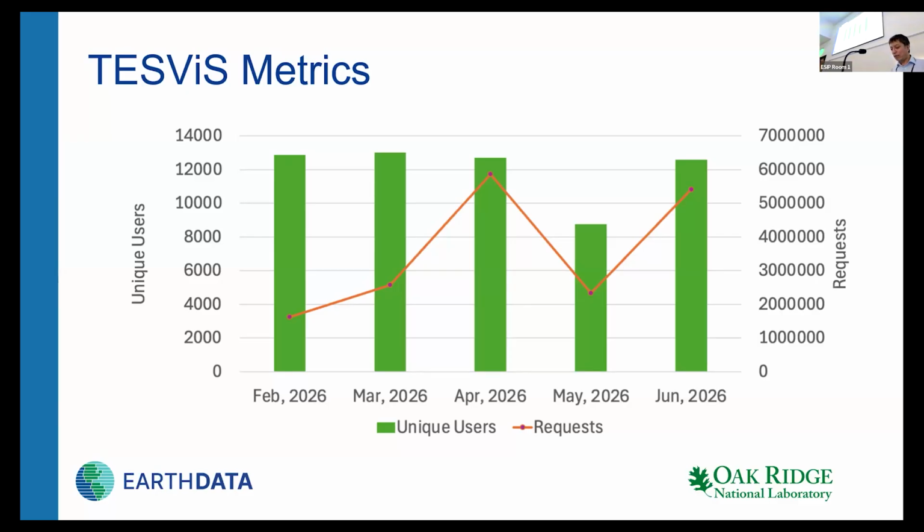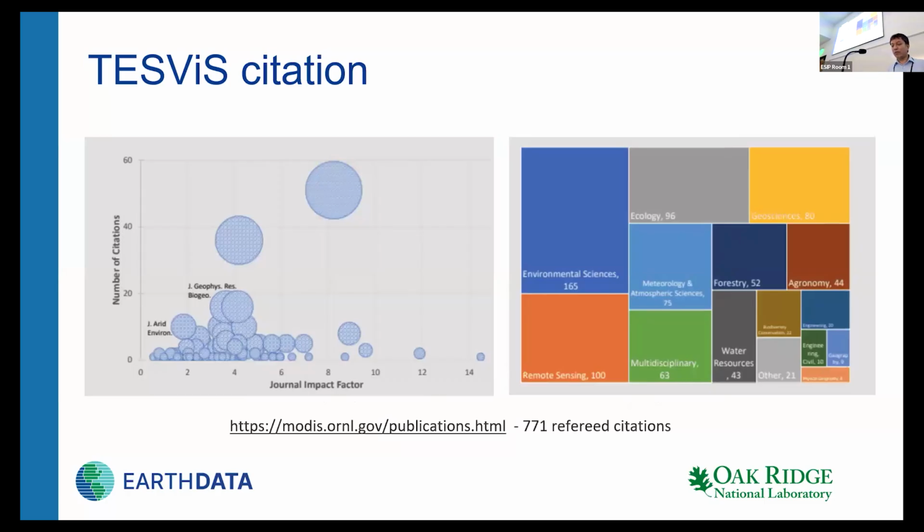This tool has been fairly popular over the years, and we also have some record of the citations that people have made. So far we have found 771 refereed citations. There could be more. The figure on the left shows the journal impact factor for these publications. I think the average is around here, like a 4.5 impact factor. There are a lot of high impact factor journals as well that have used the tools to do their analysis and publish the paper.